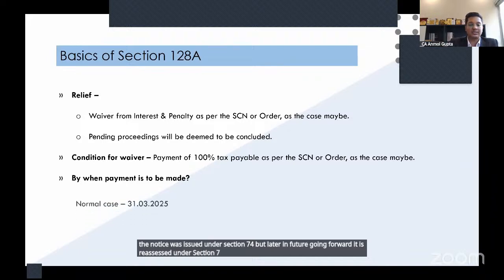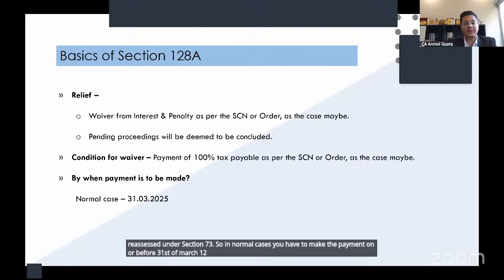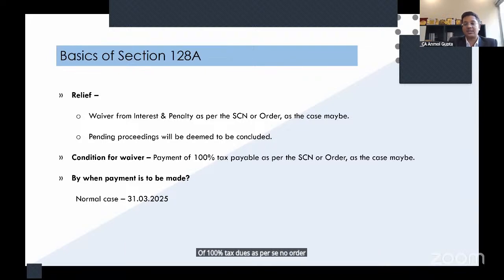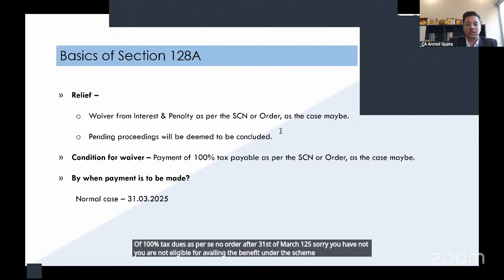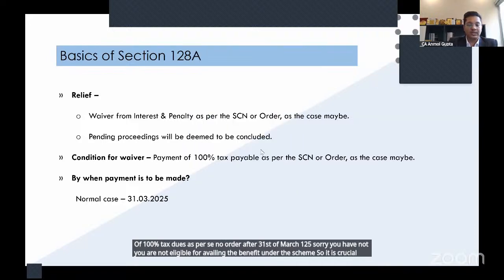So in normal cases, you have to make the payment on or before 31st of March 2025. If you are making payment of 100% tax dues as per SCN or order after 31st of March 2025, you are not eligible for availing the benefit under this scheme. So it is crucial that you apply only when you have made the payment on or before 31st of March 2025.